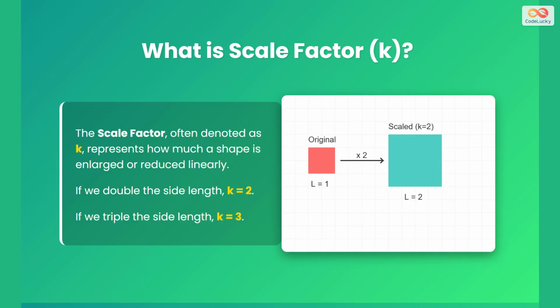First, we need to understand the scale factor, which we often call K. The scale factor is simply a multiplier for length. If you have a line and you double its length, your scale factor K is 2. If you triple the length, K is 3. It basically tells us how much longer one dimension has become.